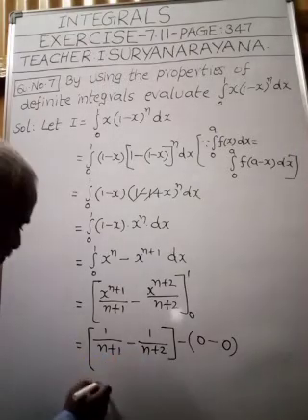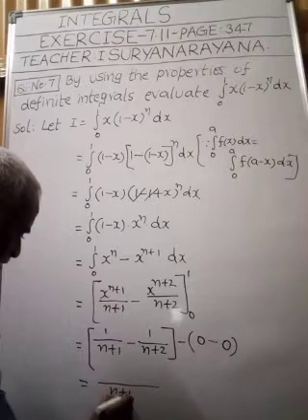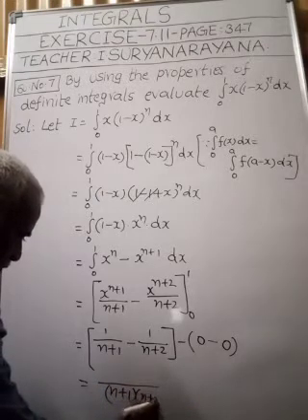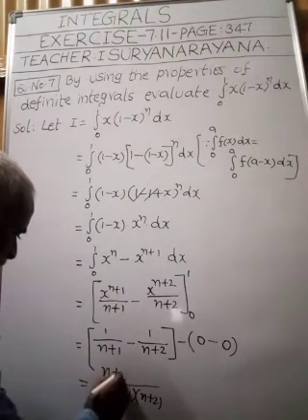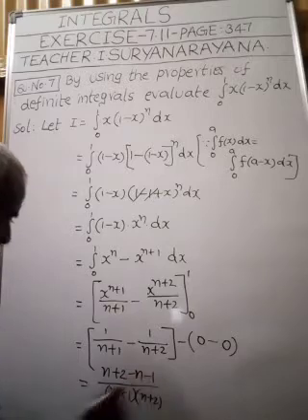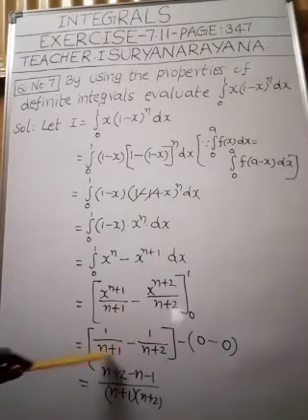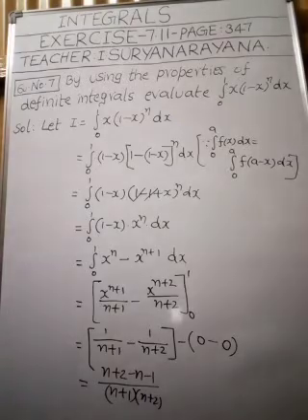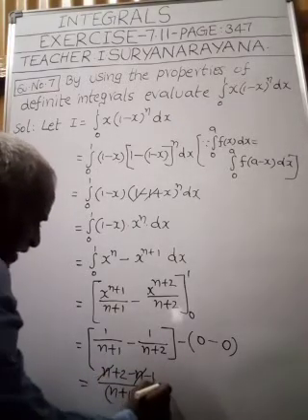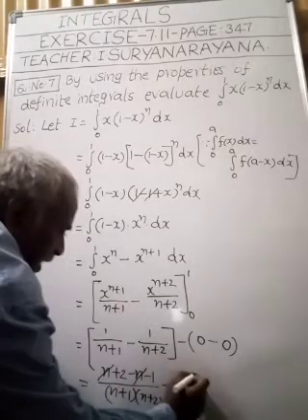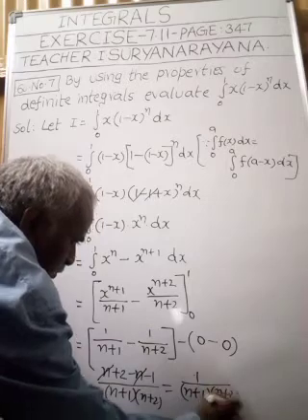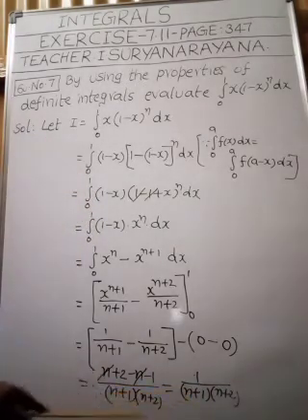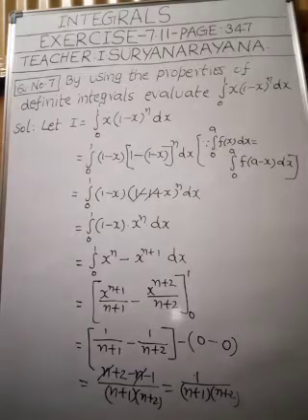What you get? n plus 1 into n plus 2. LCM of these two denominators is (n plus 1) into (n plus 2). In the numerator what you get? n plus 2 minus n minus 1, just by multiplying this function. Understood this step, my children? Right. Then plus n minus n gets cancelled. In the numerator what you get? 1 by (n plus 1) into (n plus 2). This is the definite integral of the given function. Understood, my dear children? Right.